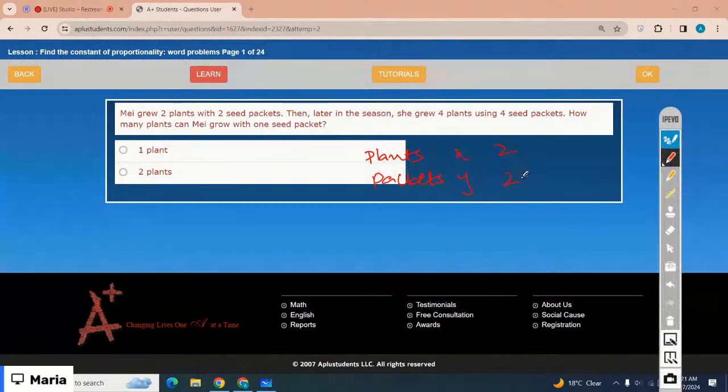Plants with two seed packets, then later in the season she grew plants with four seed packets. You have to calculate the constant of variation, that would be y over x. So 2 over 2 and 4 over 4, they both equal 1. The correct option is 1. Got it? The correct option is 1 plant.